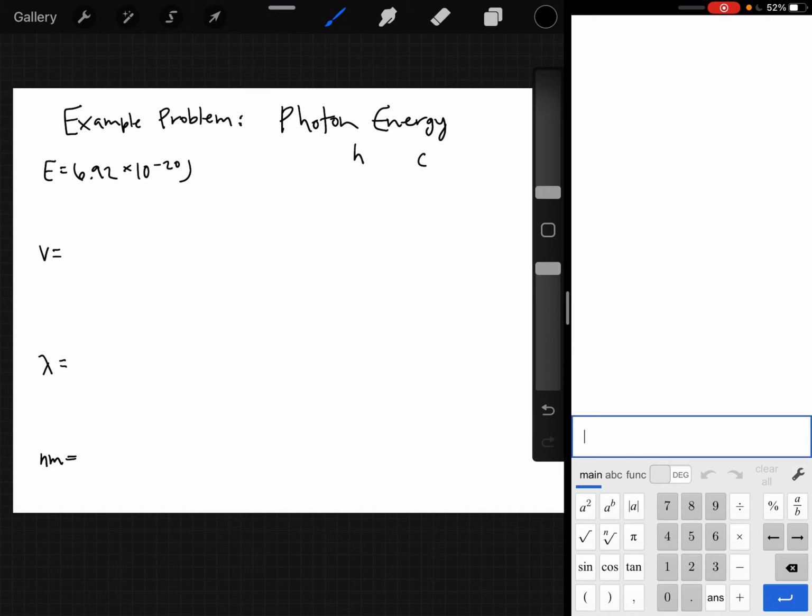We were given E. The only equations we know for this unit are E equals H times V and C equals lambda times V. If we know our E already, and we know H because it's a constant, our only X is V for this equation. So it makes sense to use this equation first. We're going to write E equals H times V.